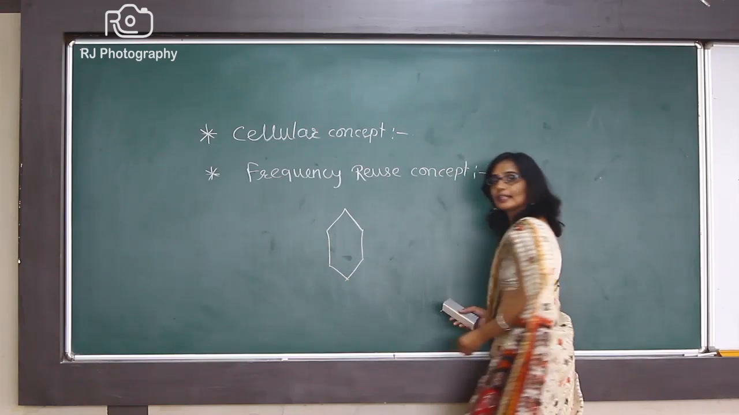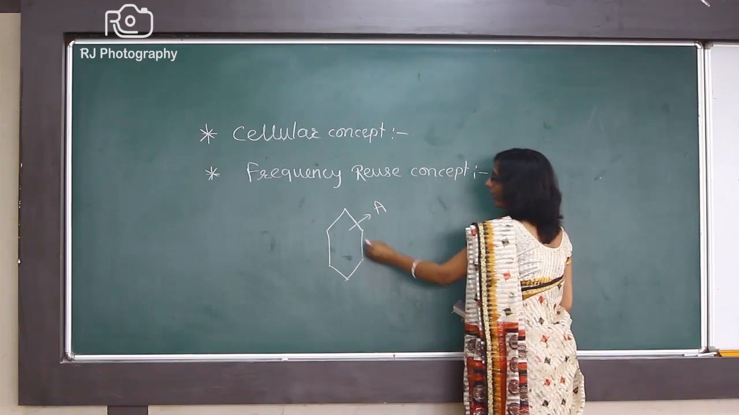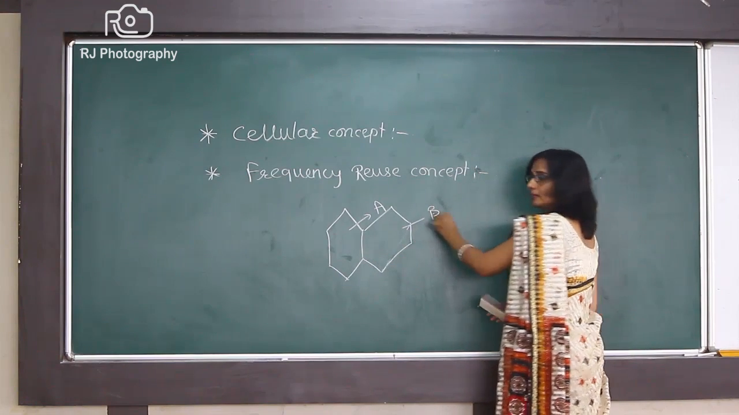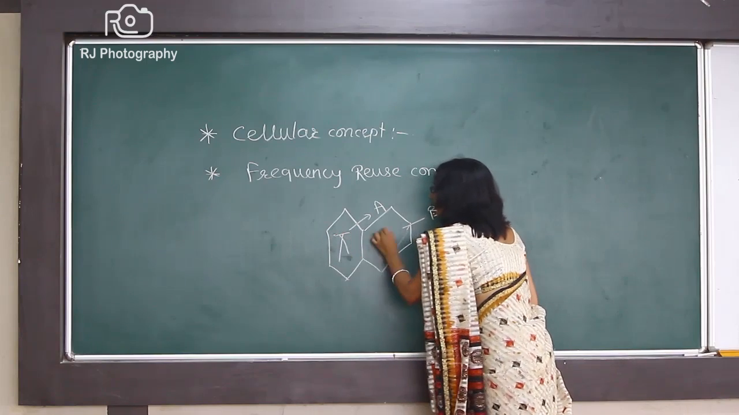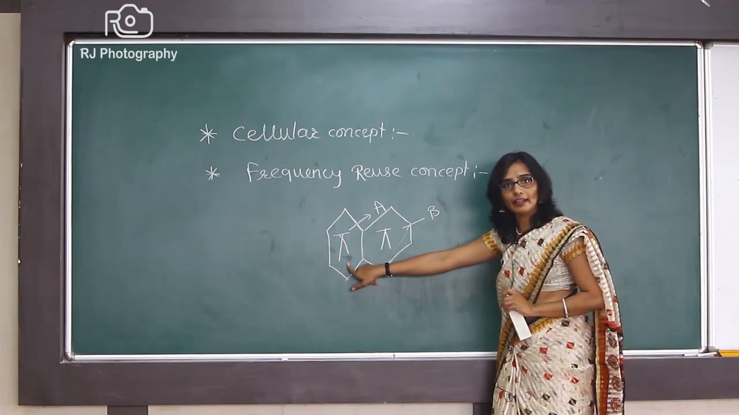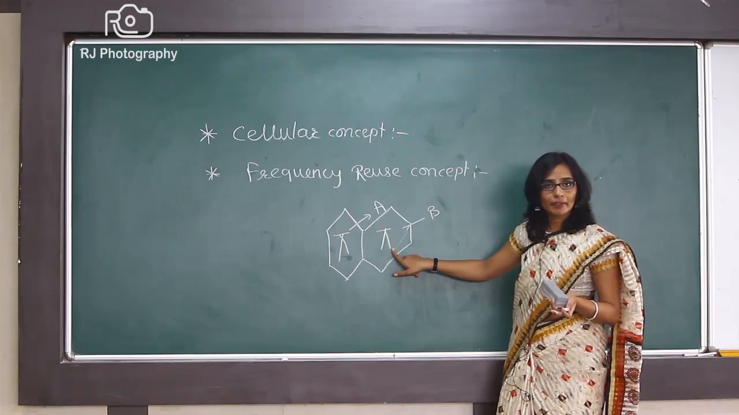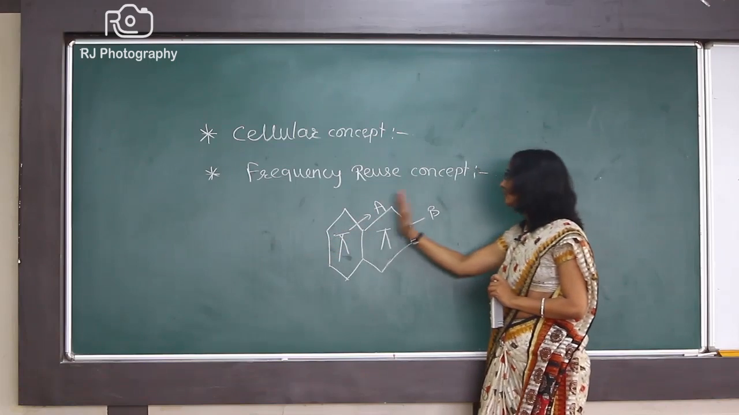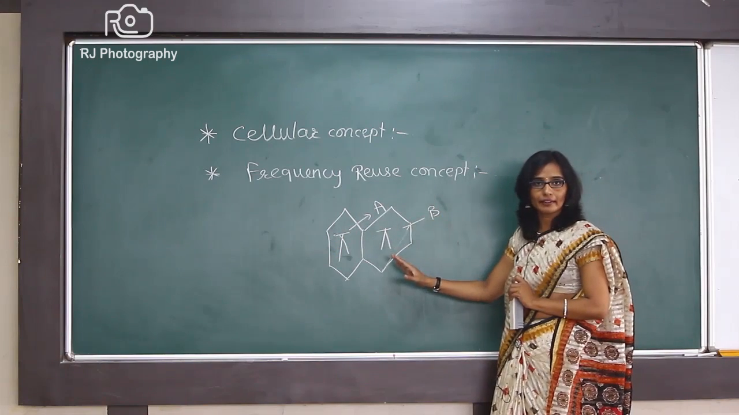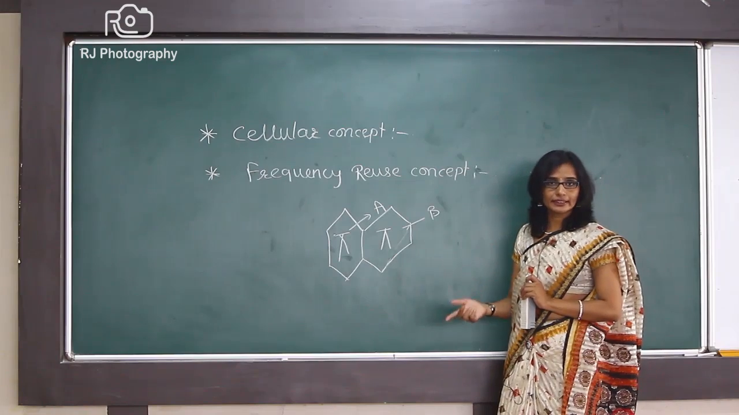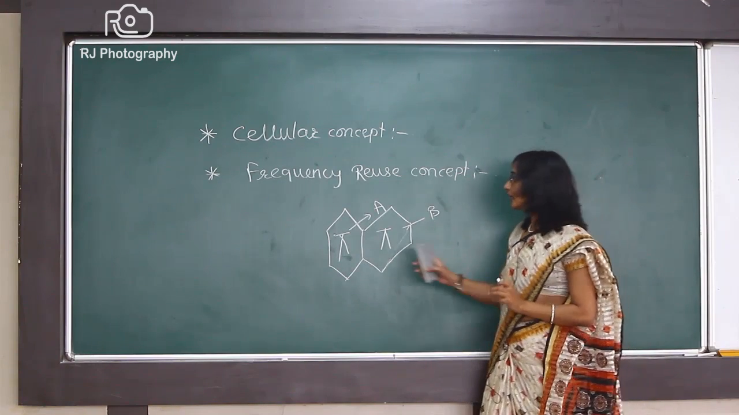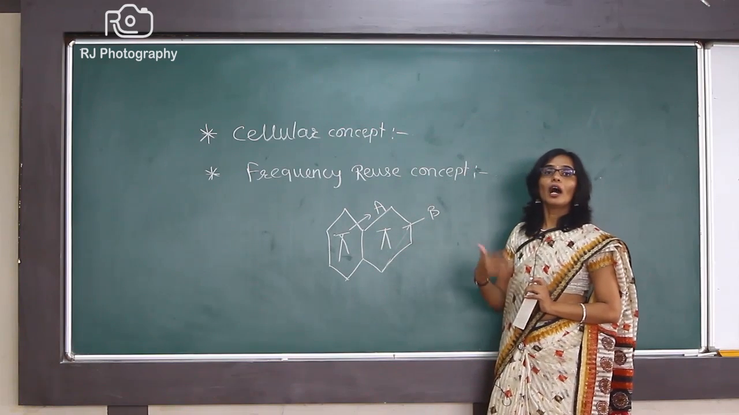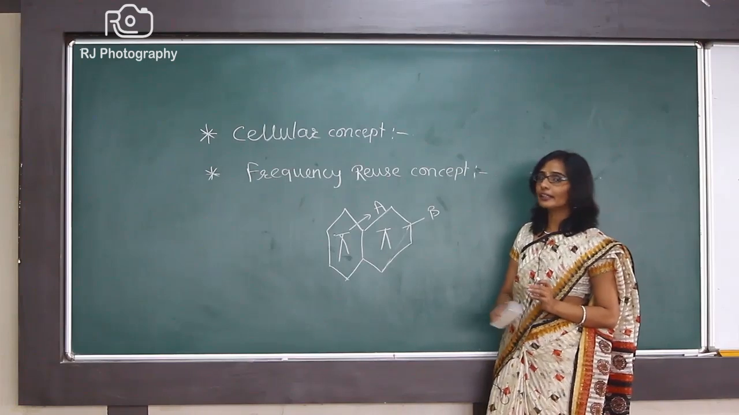Suppose the cell shown by the hexagon is cell A and a neighbor cell of the same shape, that is again a hexagon, is cell B. If the two base stations located at the center of cell A and cell B are working on the same frequency, then when the users of cell A are communicating and users of cell B are communicating, there may be interference, which is unwanted in mobile communication. So, the requirement is that two adjacent cells should not use the same frequency. Then how do we go for frequency reuse? There are certain conditions for this.